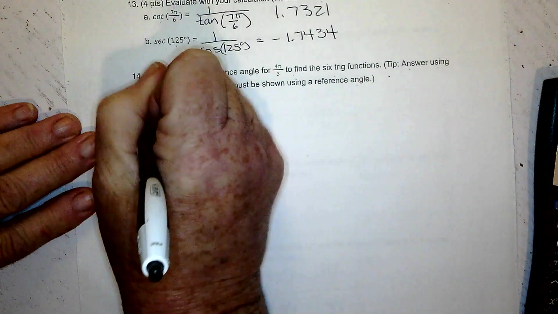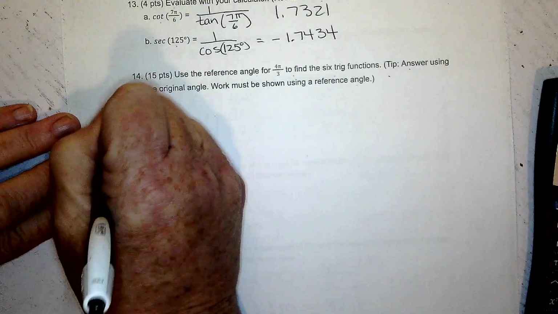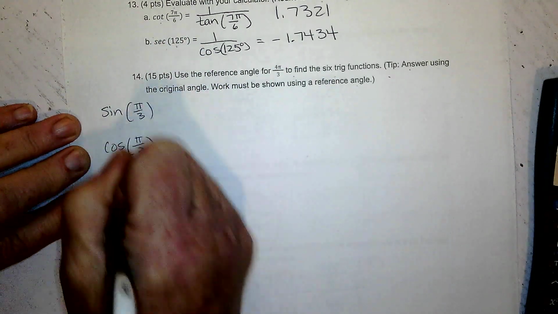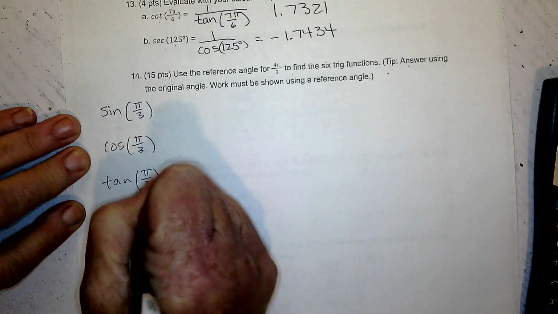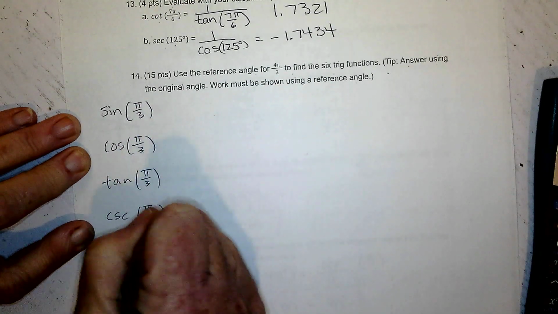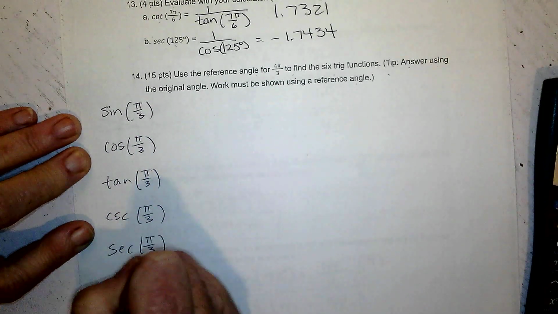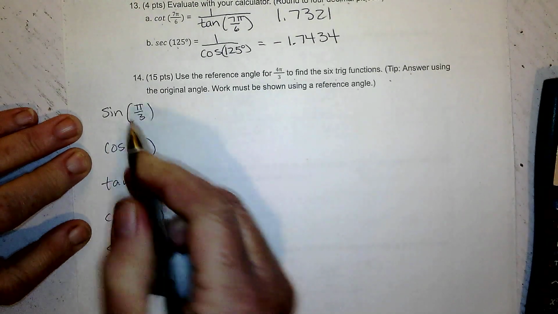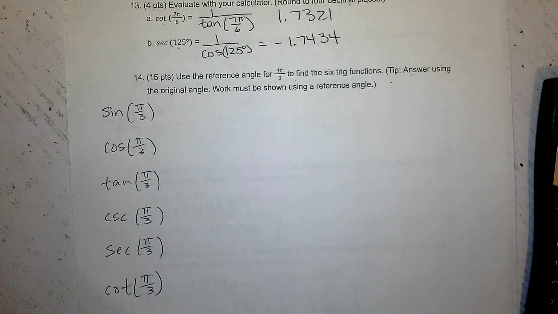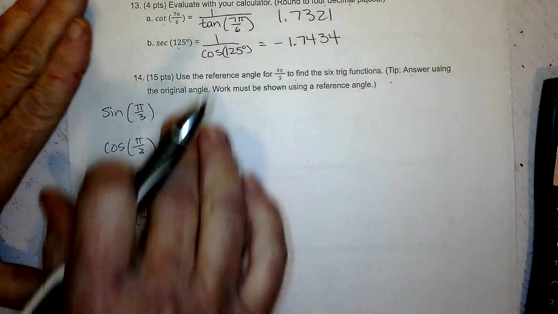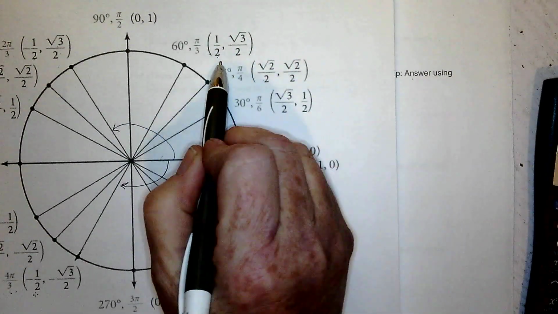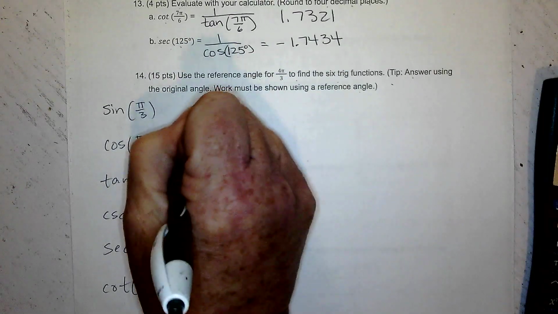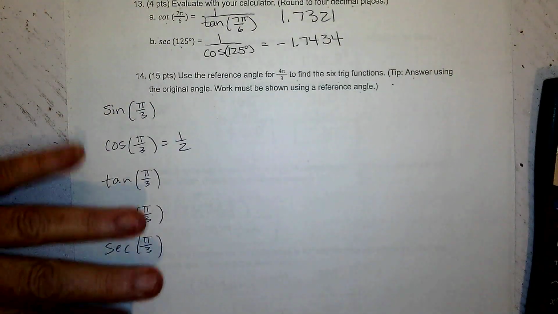So sine pi over 3, cosine pi over 3, tangent pi over 3, cosecant pi over 3, secant pi over 3, and cotangent pi over 3. Do not just write sine, cosine, tangent. Of what? You're not telling me anything. You need to do this first using the reference angle and looking at where pi over 3 is. My cosine is 1/2. My sine is square root of 3 over 2.